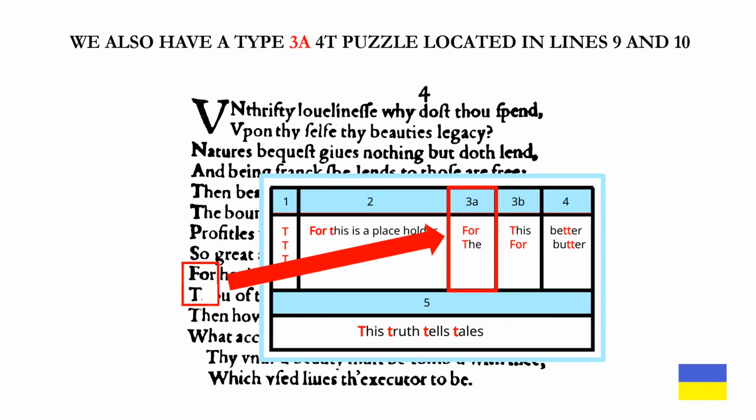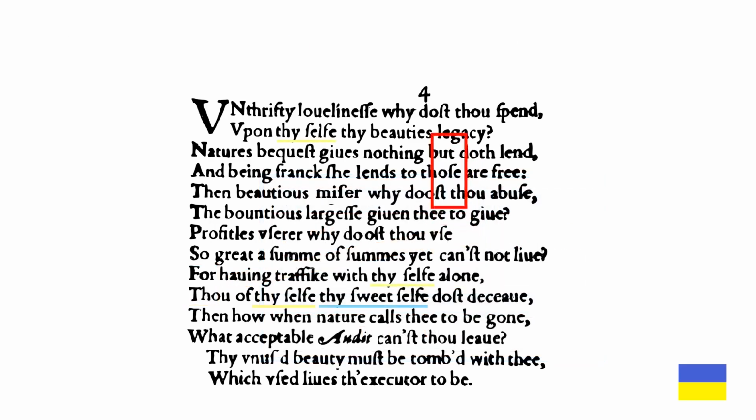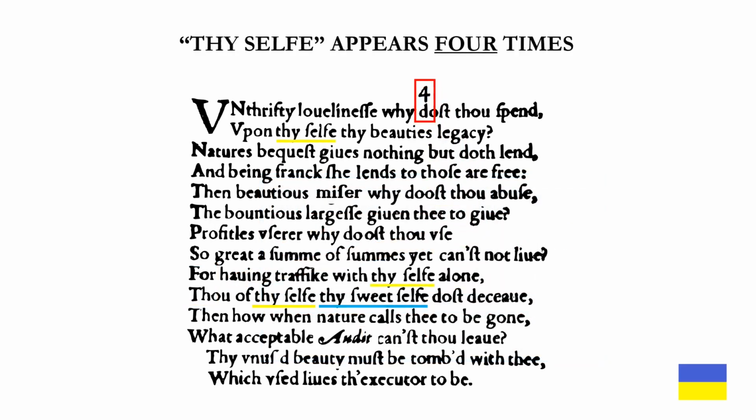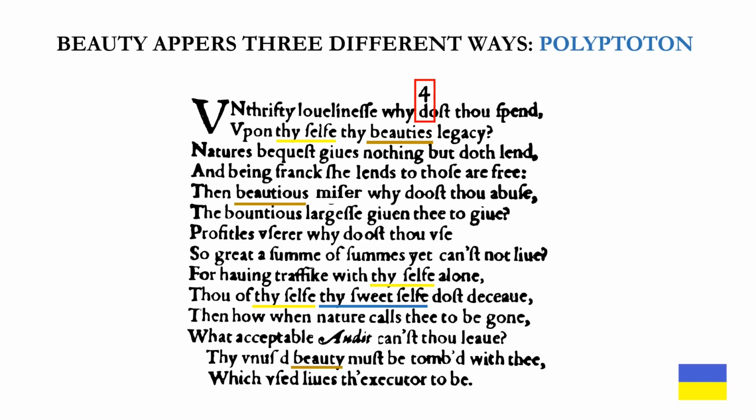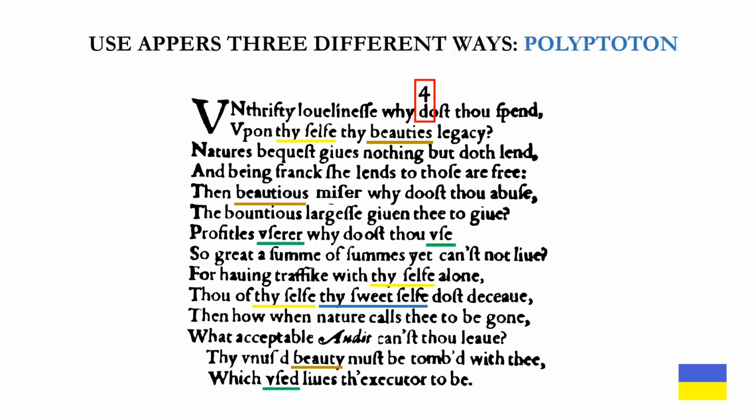We also have a type 3A4T puzzle located in lines 9 and 10. As you can see, 4 above T, that is F-O-R above T, is another pun on the number 40. Thyself appears 4 times. Beauty appears 3 different ways, an example of polyptoton. Use appears 3 different ways, another example of polyptoton.